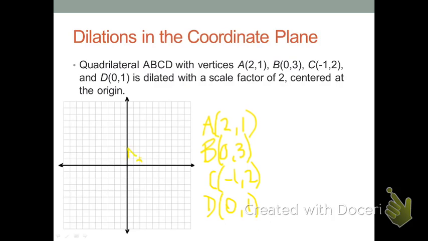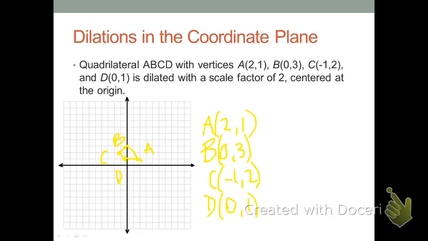There's our A. And 0 3. Here's our B. And go ahead and move this A over. -1 2. And 0 1. Okay, so this is our pre-image.